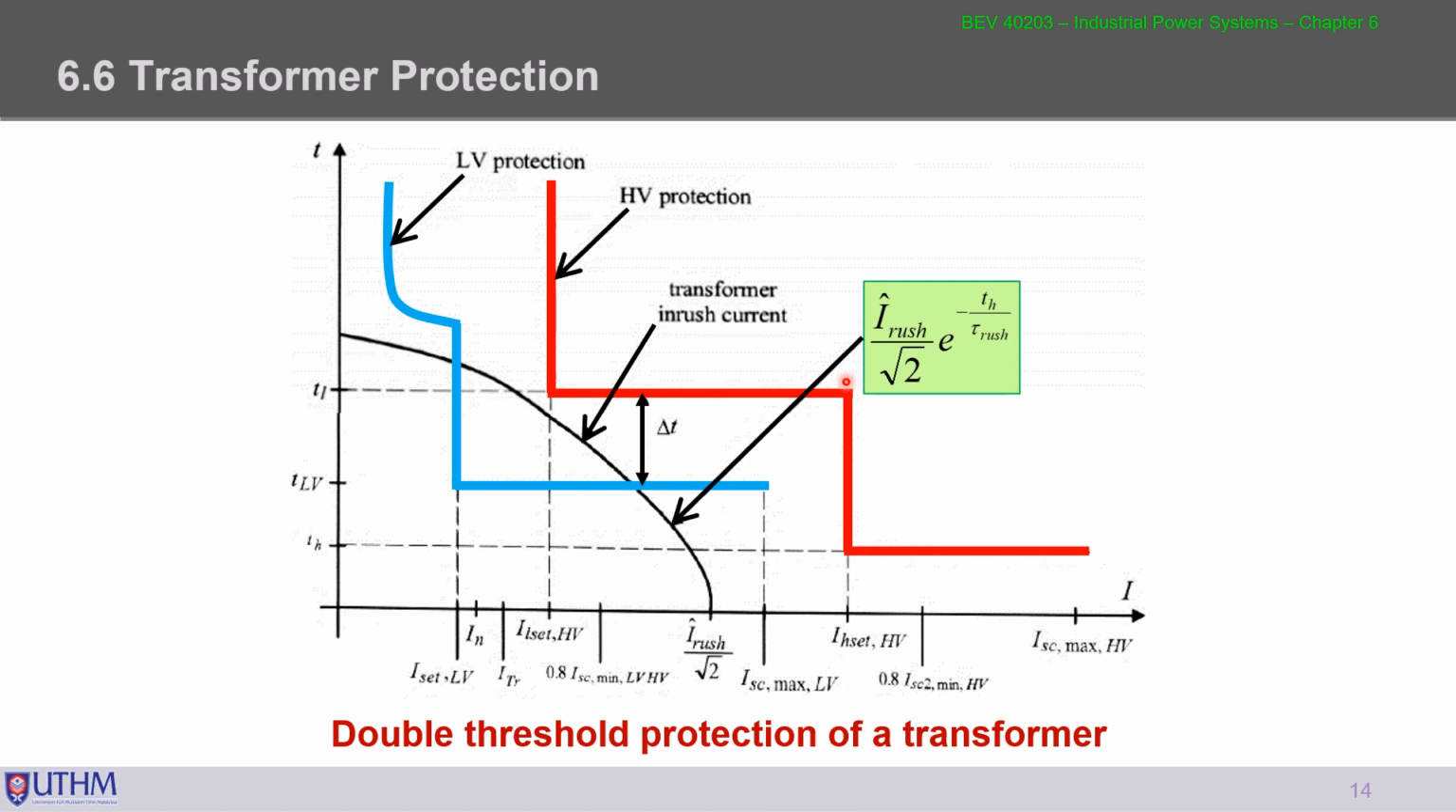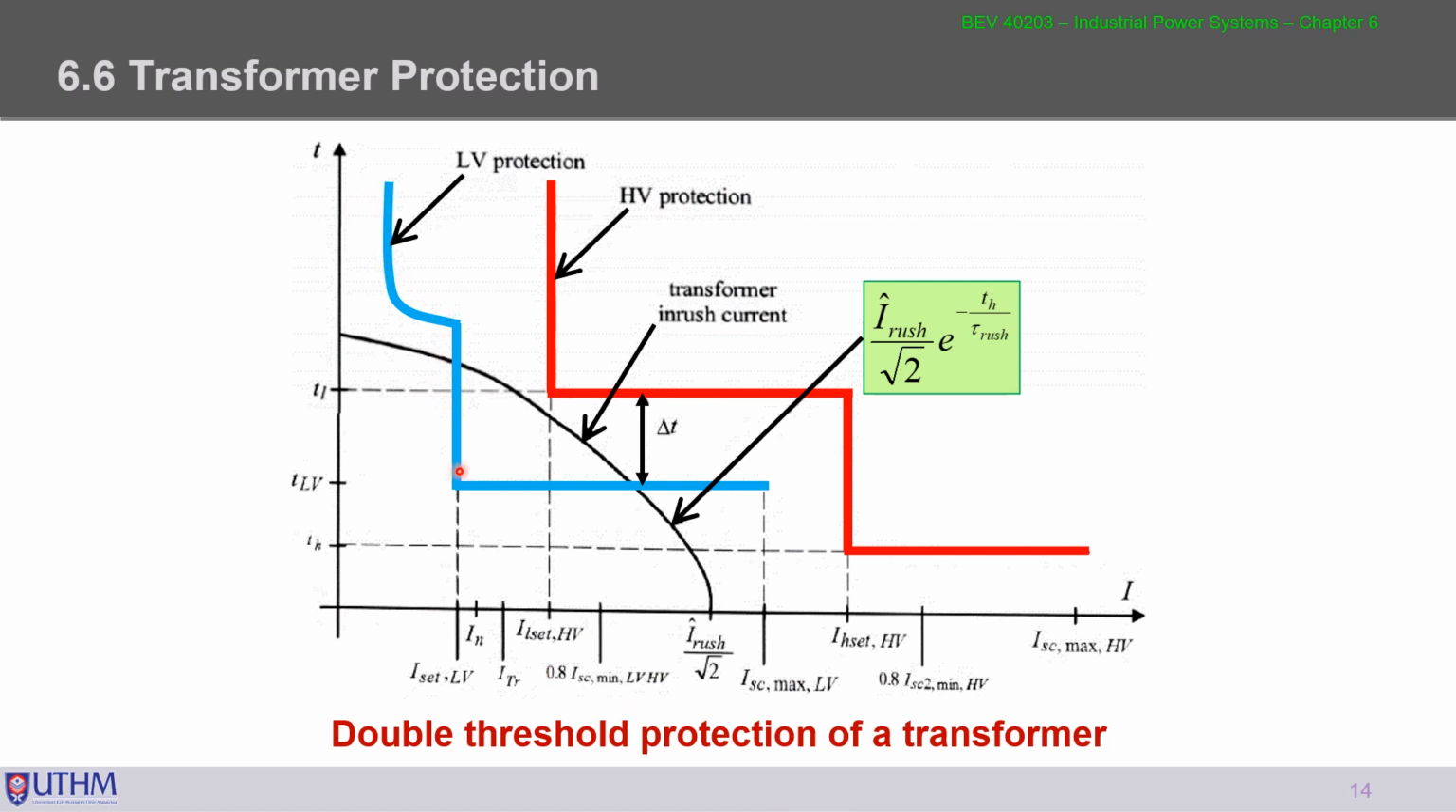And for the lower threshold, the setting is set between the I transient and 0.8 I short circuit minimum for the LV side. Okay, then we go to the LV protection.